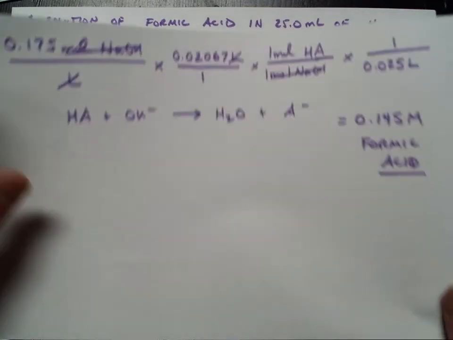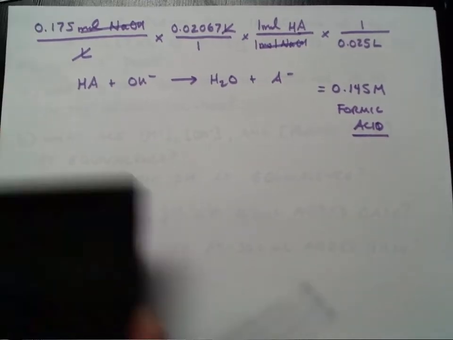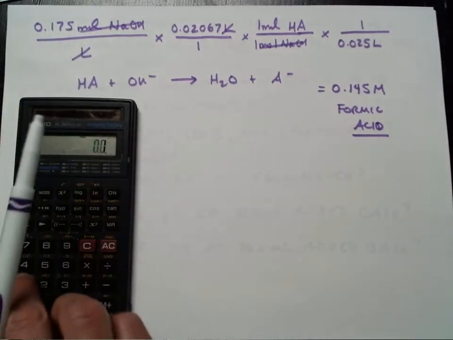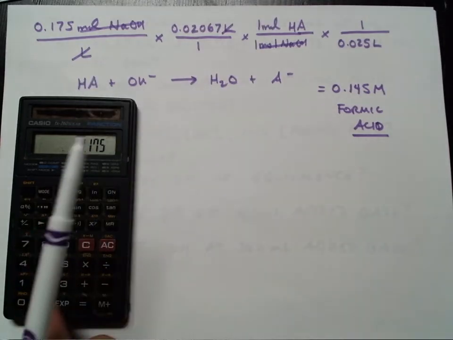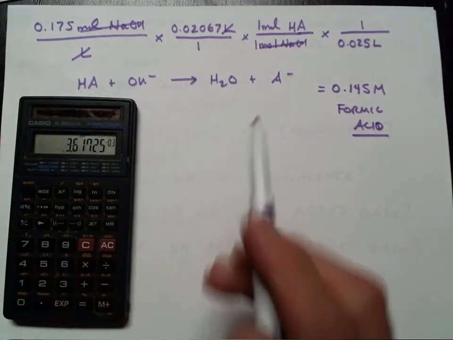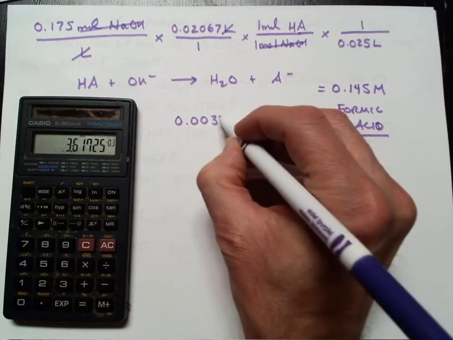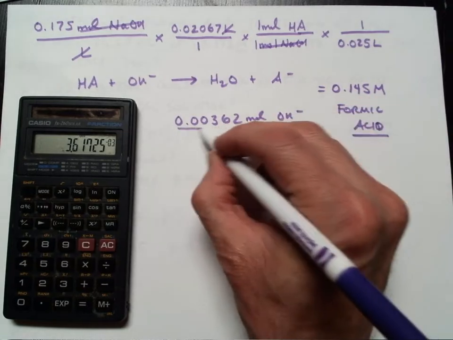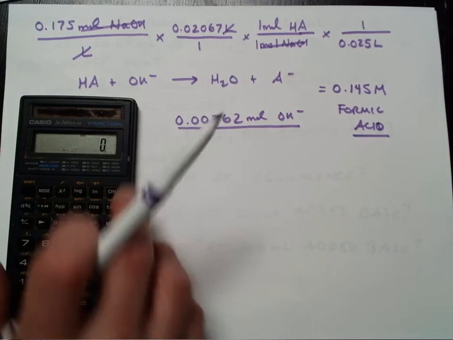Let's go back here, and let's just look at how many moles of the stuff we had. So if I had 0.175 moles of sodium hydroxide per liter, and I added 0.02067 liters, that would be 0.00362 moles of hydroxide added. That should be the same as my moles of formic acid. I'm just going to check it just for the heck of it.